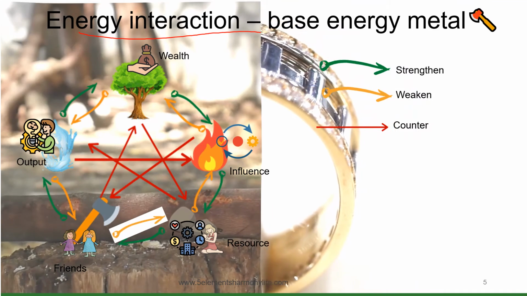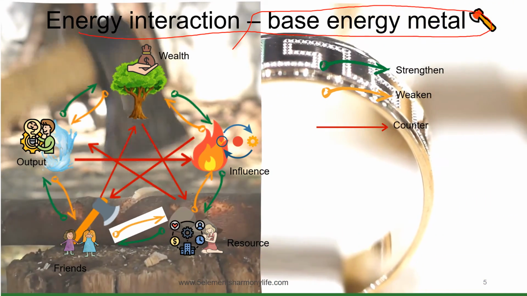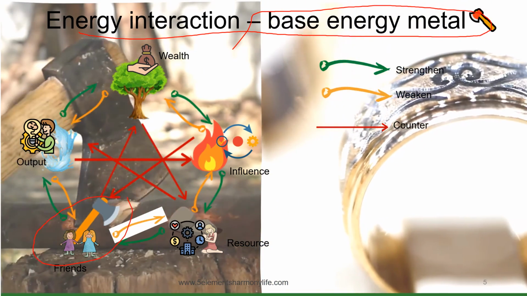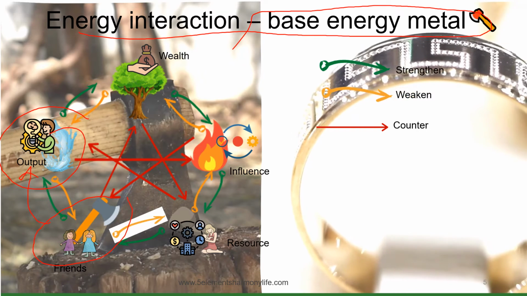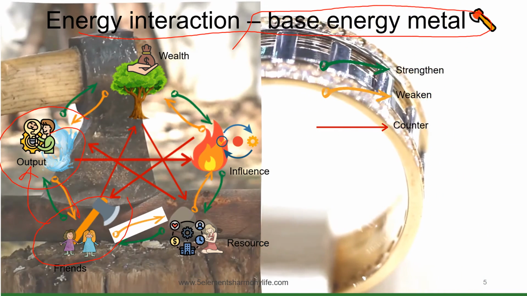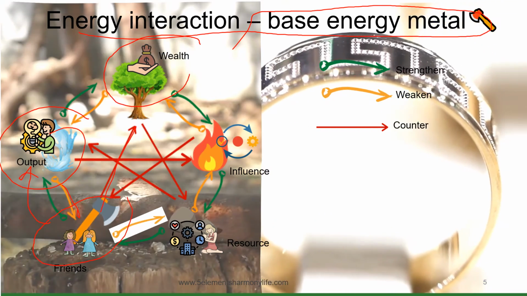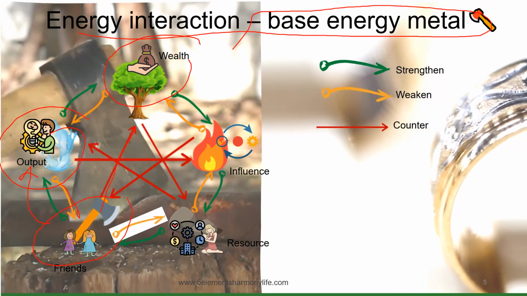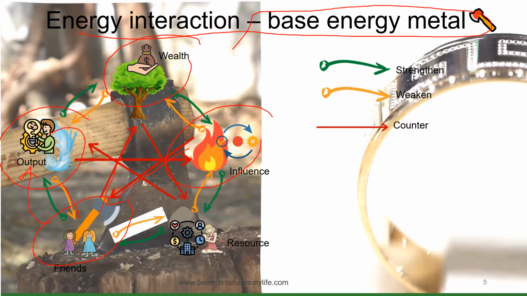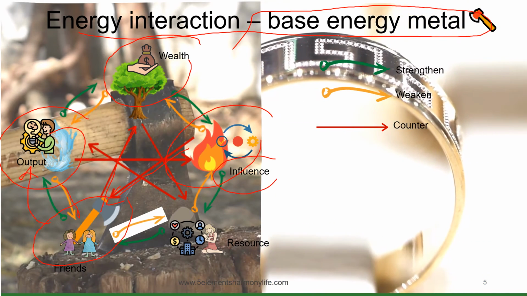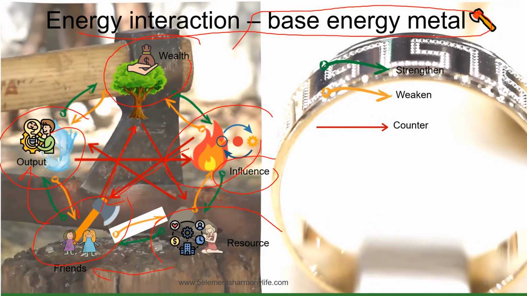For those people with base energy of metal, that means they are under the metal day master. The same kind as them is considered their friends. What they produce, metal will produce water, so water is their output, which also sort of weakens them. What they control, which is the wealth element, is actually wood, because metal chops wood. What controls metal is fire, which forges and melts the metal, and is called the influence element. And what produces metal is earth, which is the metal's resource.